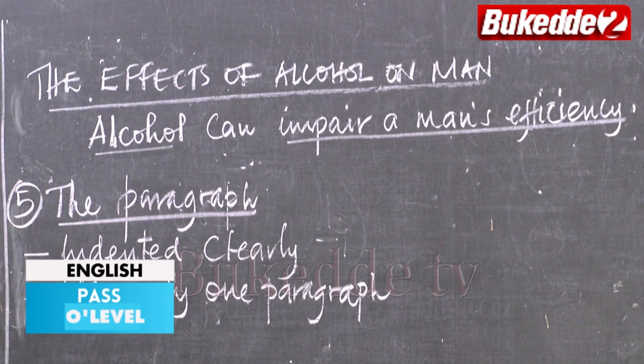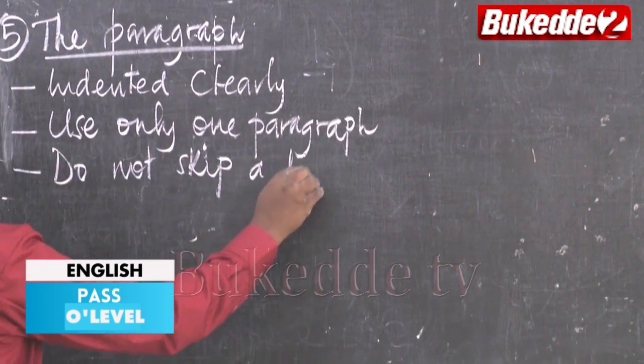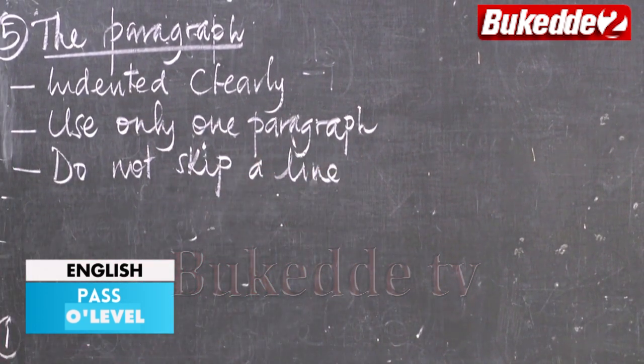Do not skip a line. That is called disjointed work. It will not give you a very good advantage when you're being marked.